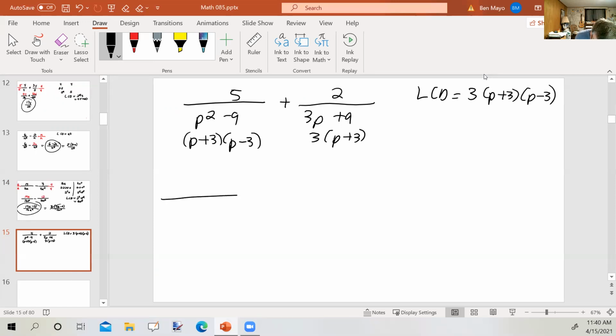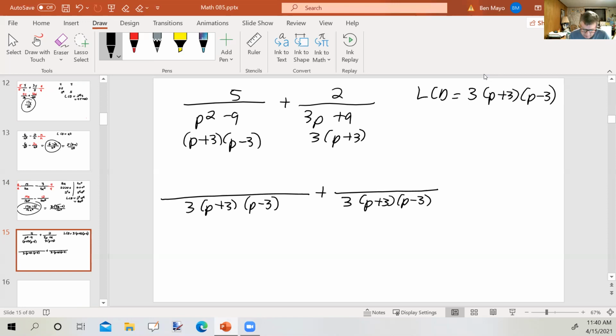So my first fraction becomes, well, my new denominator becomes 3 times p plus 3 times p minus 3. And, excuse me, I think I said new numerator. And my new denominator for the second fraction, again, becomes 3 times p plus 3, p minus 3. Okay. So this has been changed into what's below it. That's been changed to what's below it. What am I missing in that first fraction? I need a 3 on the bottom and a 3 on the top. So my new fraction has a numerator of 15.